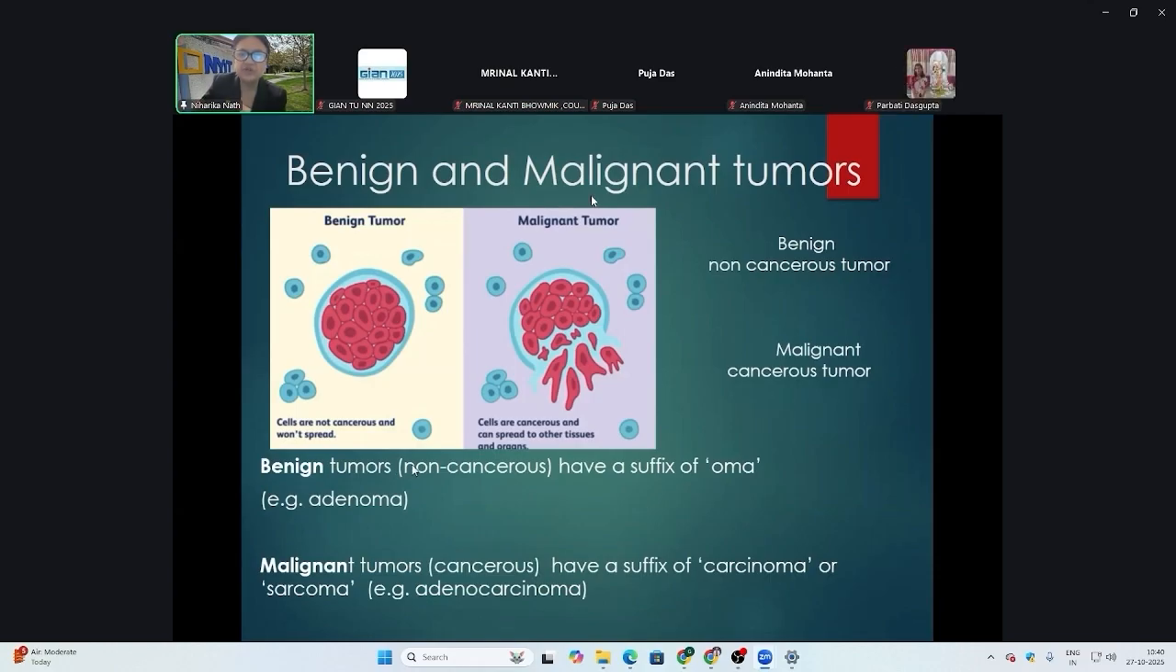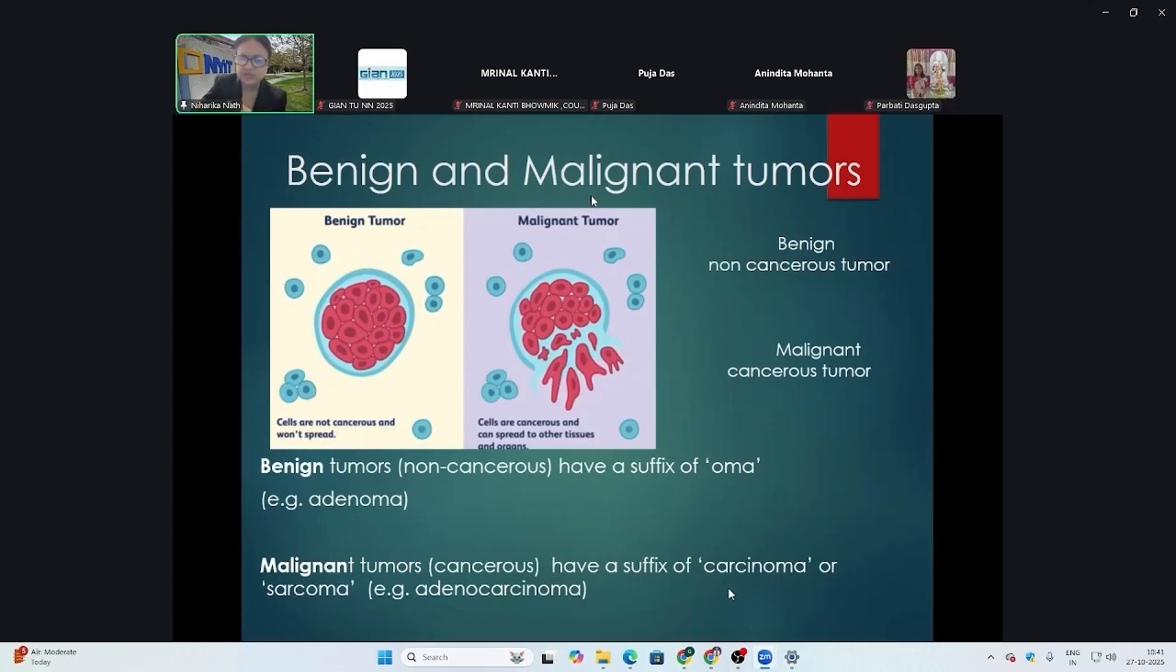If it is benign, then it will have the suffix of oma, so adenoma. Okay, so it will end with an oma. That means it's contained. It's not so serious right now, and it can be taken care of quickly. But if it is a malignant tumor and it has the capability to spread, then it will have the name of carcinoma, or it will have the name of a sarcoma. Such as the name adenocarcinoma.